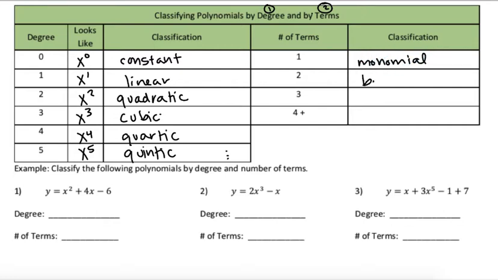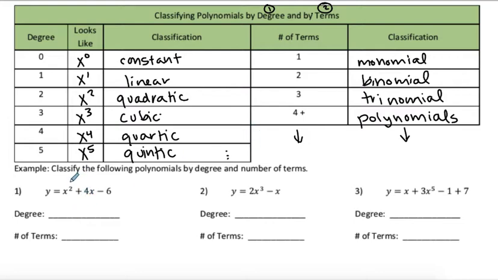Two is a binomial, where bi for two, nomial for terms. Three is trinomial. Tri for three and nomial for terms. And then anything above that, we just say all of those are polynomials. So anything above that, we just name polynomial. Kind of got lazy in our classification there.